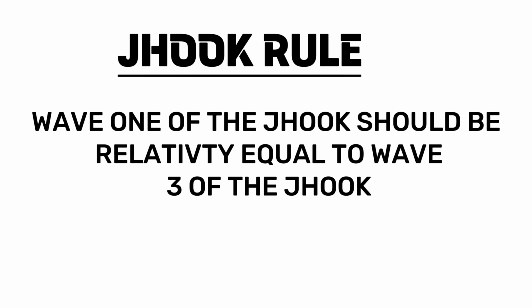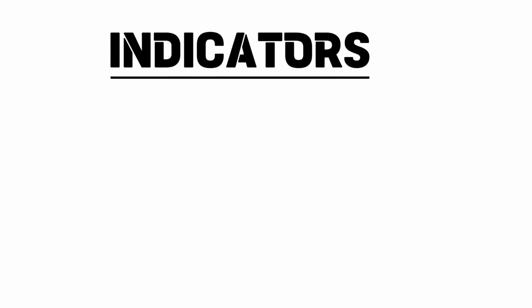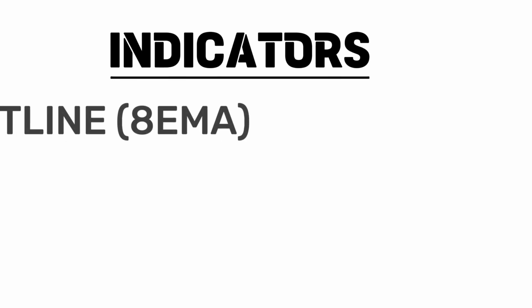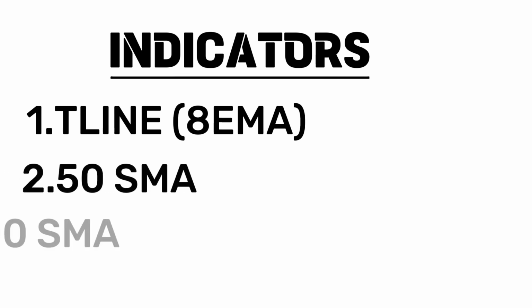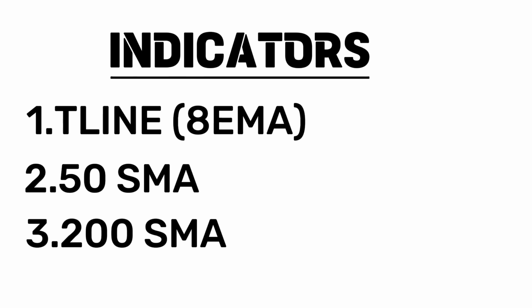Now let's move on to the indicators that we shall be using. We shall be using 3 moving averages. The first one is the T-line. This is simply the 8 exponential moving average. The T-line helps us on entry but also in finding the direction of the market. Then the 50 and the 200 simple moving averages will simply act as targets. The reason we have the 50 and the 200 is because almost all the big money managers around the world use them to make their decisions.